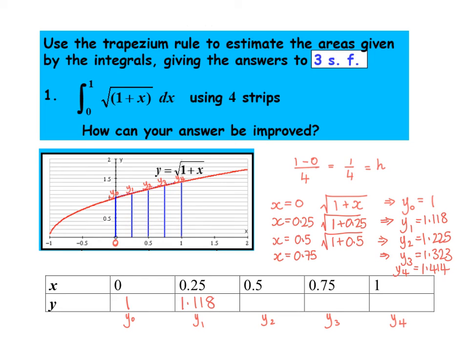So we pop these into the table, and this actually helps us to calculate the area under the curve using the trapezium rule. So that's 1.414.